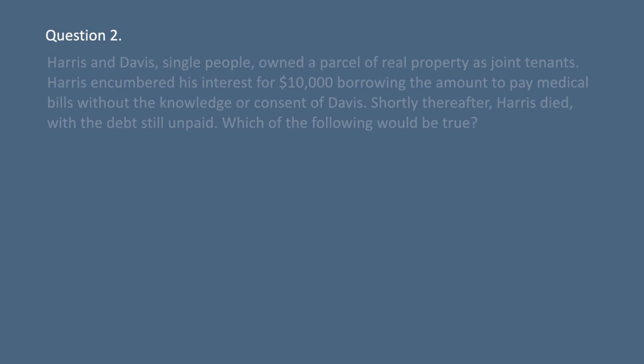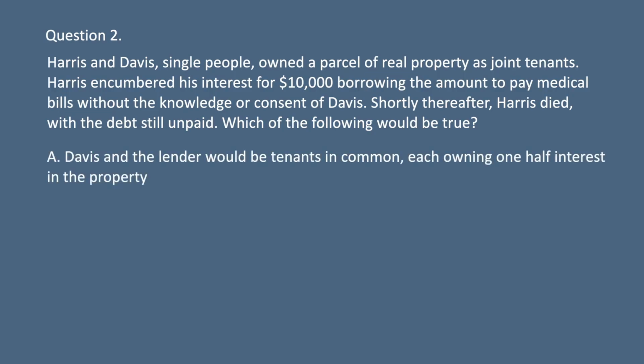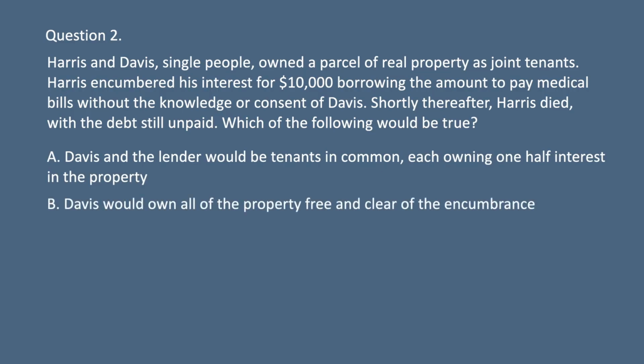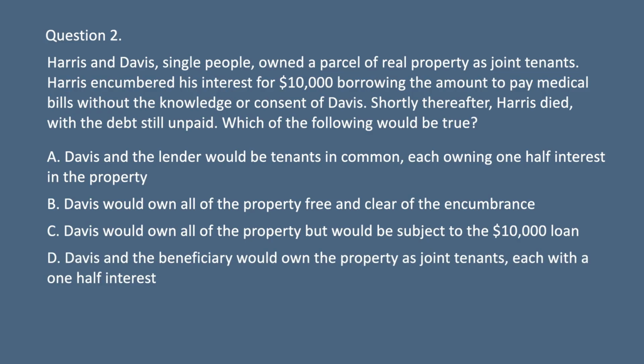Question 2. Harris and Davis, single people, owned a parcel of real property as joint tenants. Harris encumbered his interest for $10,000, borrowing the amount to pay medical bills without the knowledge or consent of Davis. Shortly thereafter, Harris died, with the debt still unpaid. Which of the following would be true? A. Davis and the lender would be tenants in common, each owning 1/2 interest in the property. B. Davis would own all of the property free and clear of the encumbrance. C. Davis would own all of the property but would be subject to the $10,000 loan. D. Davis and the beneficiary would own the property as joint tenants, each with a 1/2 interest.